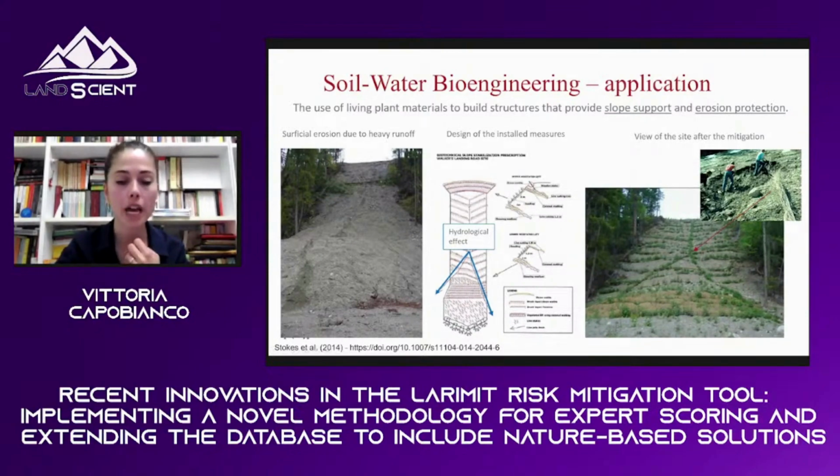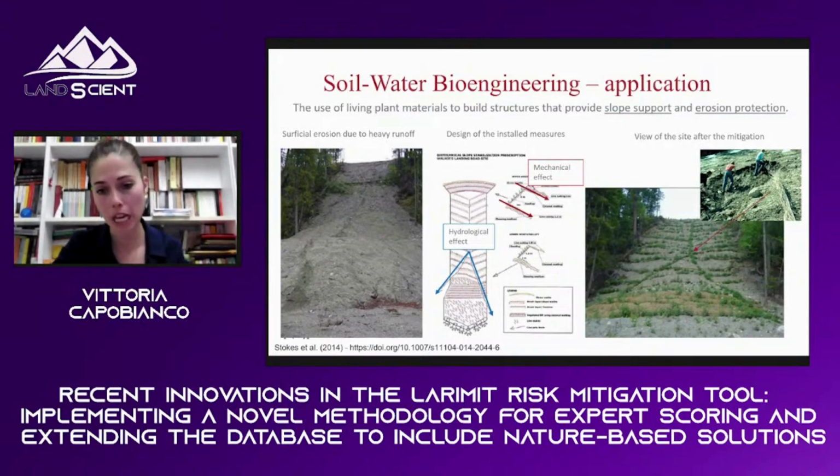So a reversed Y-shaped drainage system for the hydrological effect, and then some live cuttings put along the slope, as you see in this picture. That may also provide mechanical effects through the roots growing into the first layer of the soil. So here we have an example of how a nature-based solution for landslide application may look like.